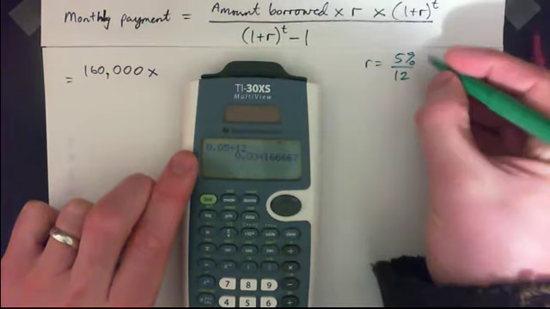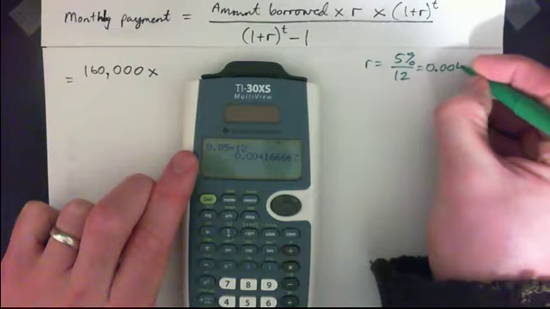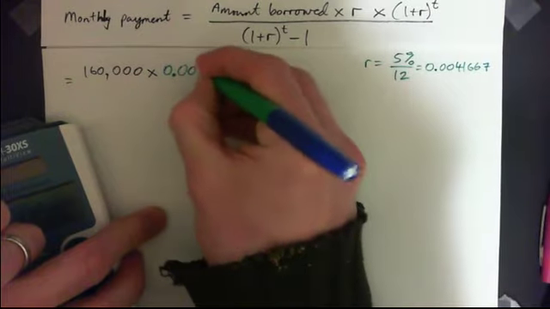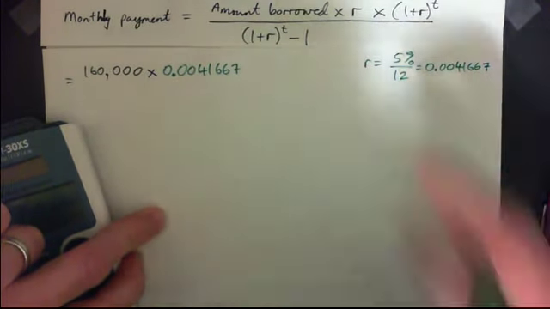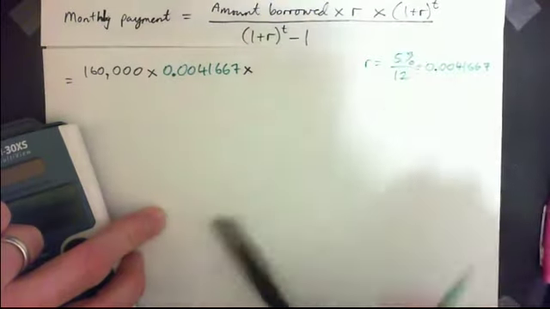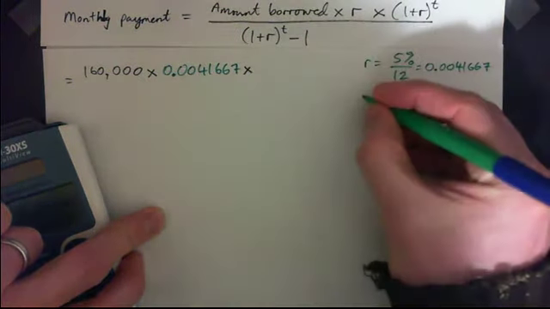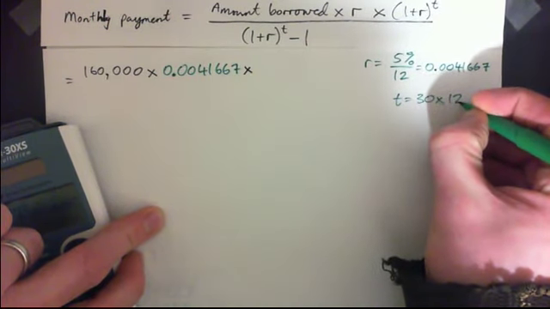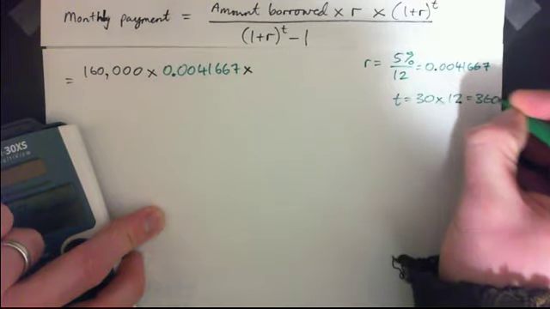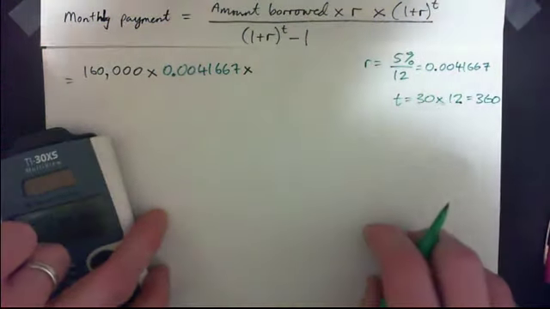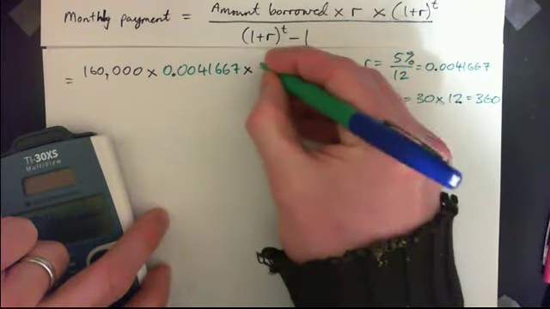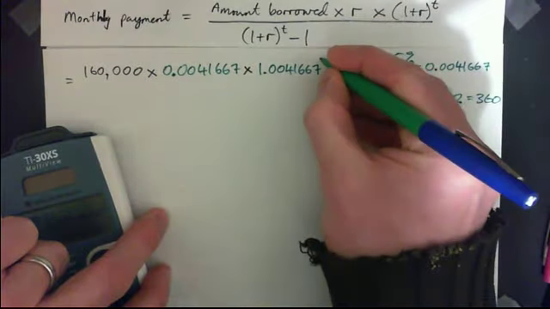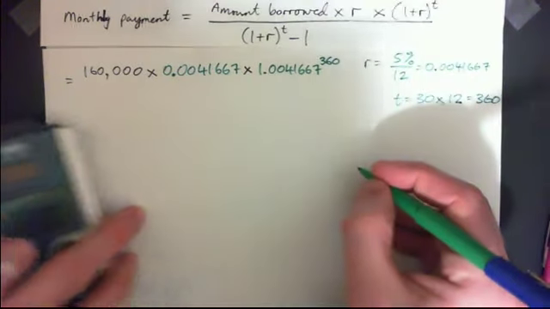So that's 0.05 divided by 12. So it's 0.0041667. Okay. And then we multiply by 1 plus r to the power of t. Now what's t? T is the number of payments. So it's a 30-year mortgage times 12 months. That's 360 months. 360 payments, right? So then it's times 1 plus r, which is 1.0041667 to the power of 360, right? So that's what's on the top.